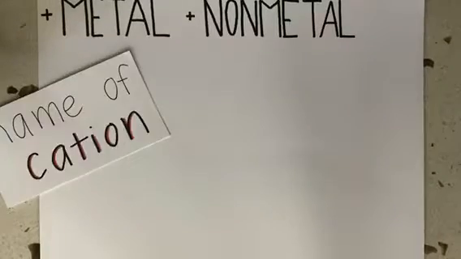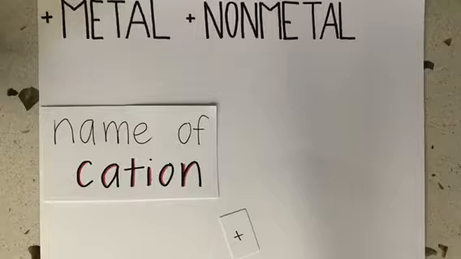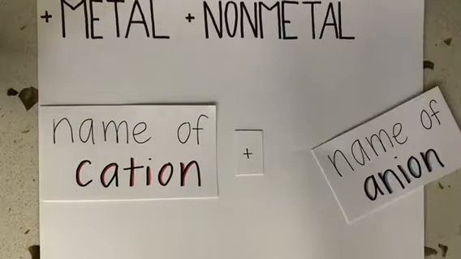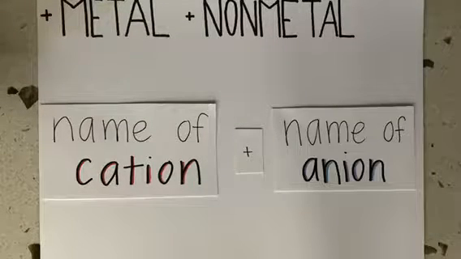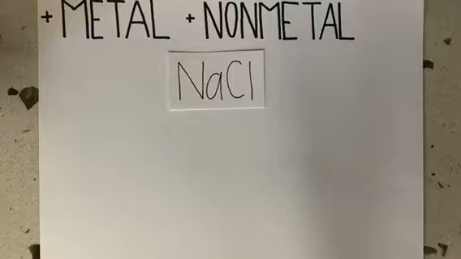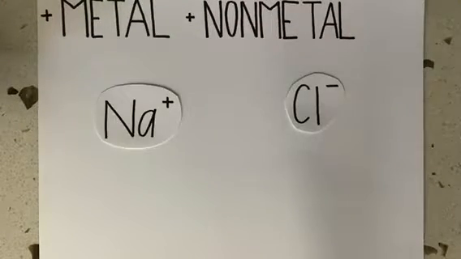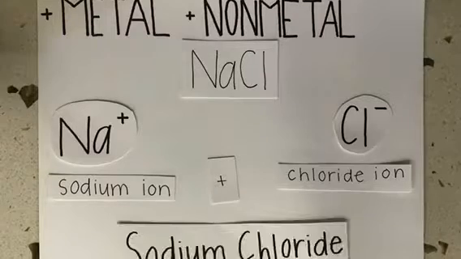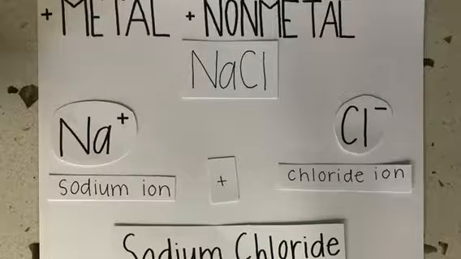The naming of an ionic compound made up of a metal and nonmetal is quite easy. First, write the name of the cation and then the name of the anion, which usually ends in the suffix -ide. For example, let's look at NaCl. Break the compound into its individual ions and then name them. Here we have a sodium ion and a chloride ion. This compound is called sodium chloride.